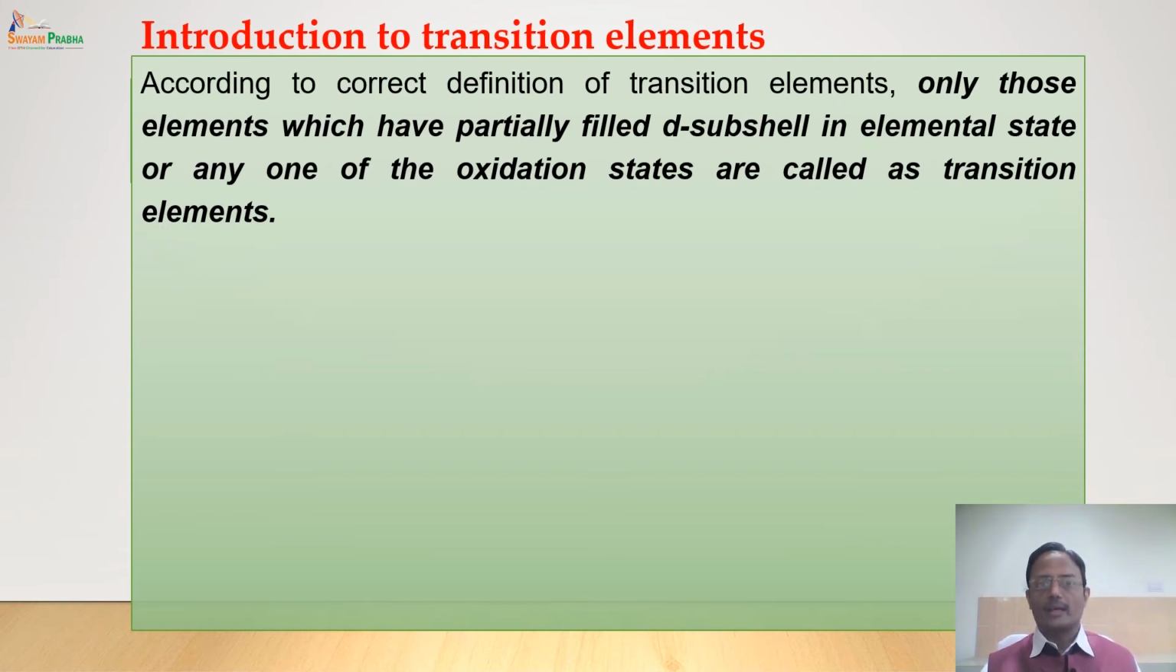According to the correct definition of transition elements, only those elements which have a partially filled d subshell in the elemental state or in any of the oxidation states are called transition elements. So the compulsory condition is that a partially filled d subshell should be there. Now we know that the d subshell has a capacity of 10 electrons. So when I say partially filled d subshell, it means that it should have a d1 to d9 configuration.